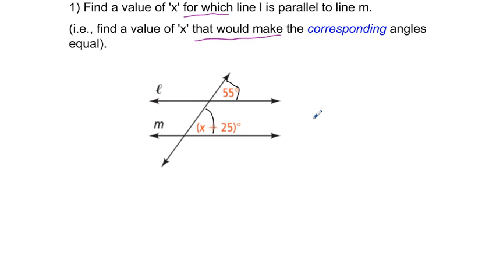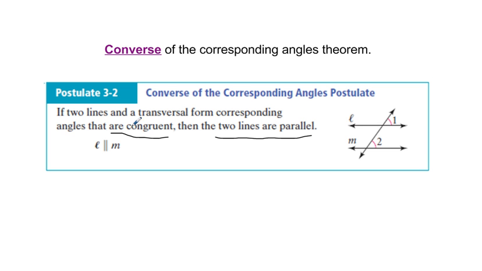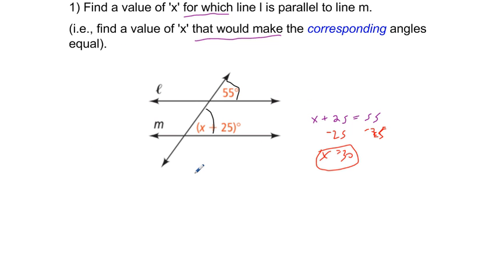Let me set x plus 25 equal to 55, and solve for x. I'm going to subtract 25 from both sides of my equation, and I get x is equal to 30. So a value of 30 would make these two corresponding angles equal. Well, if these two corresponding angles are equal, what do we know about the lines? It must be true that lines L and M are parallel. So my answer is x equals 30. Let's take another example.